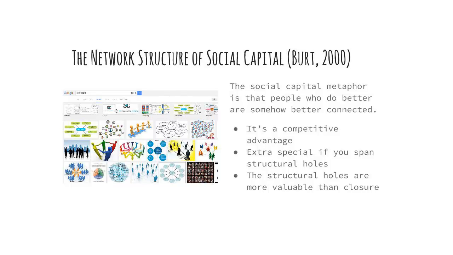So Ron Burt speaks to the structure of social capital, which is obvious given the title. You're familiar with financial capital? He describes social capital as the contextual complement to human capital. The social capital metaphor is that people who do better are somehow better connected. Social capital is so synonymous with social networks that if you do a Google image search for it, it's going to return a bunch of sociograms.